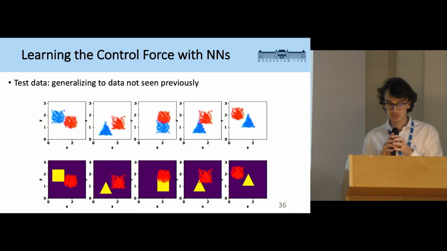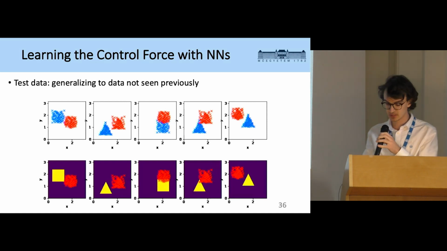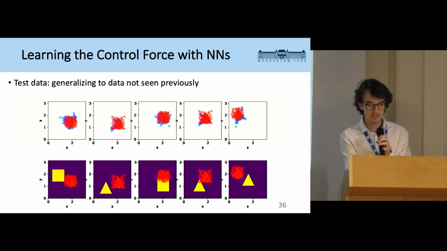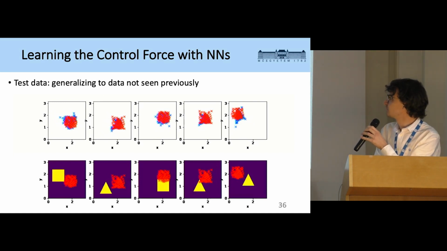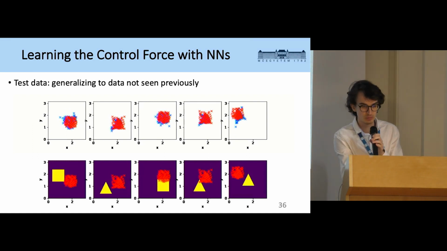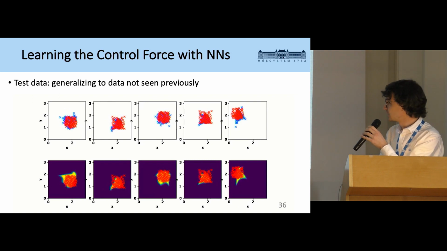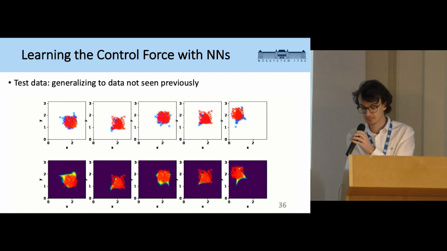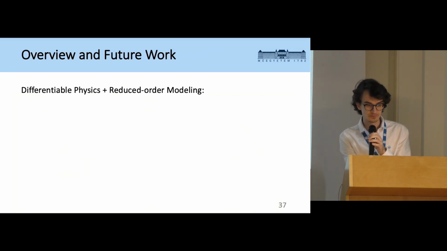But naturally, the real question is how we did on test data. So how did we generalize to data that was not seen previously during training? We can see that in the case of points, we didn't observe any significant overfitting. We managed to get the points to the proper positions, and also we once again managed to keep the smoke tightly together and advect it to the proper positions.